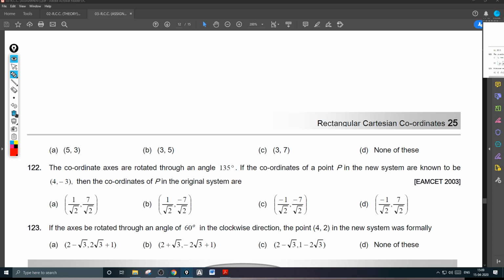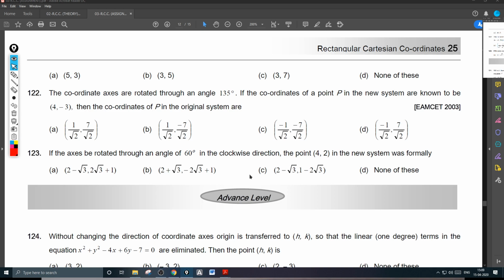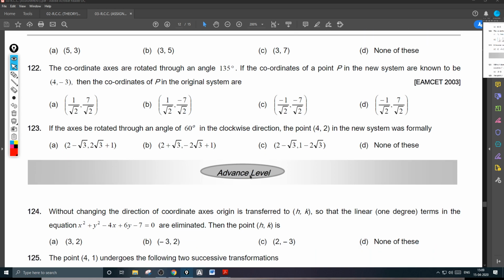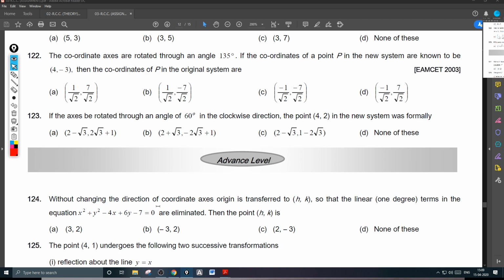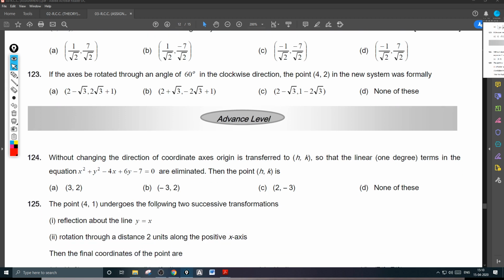The coordinate axes are rotated through an angle 135 degrees. Okay, we have to come to it. That is, this comes under rotation of axis. We'll go to the next. After working out, let me explain the rotation, and then we will go through these two problems, 122 and 123. Now, 124 please.